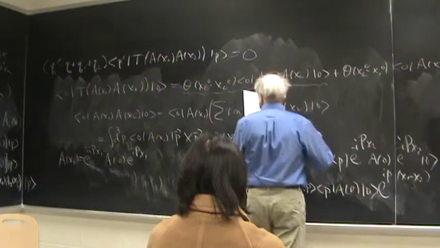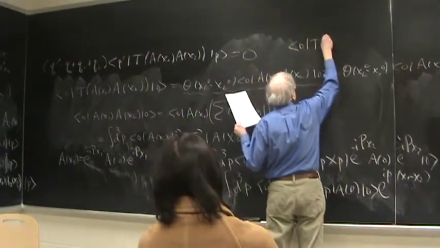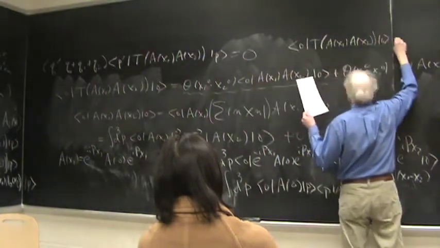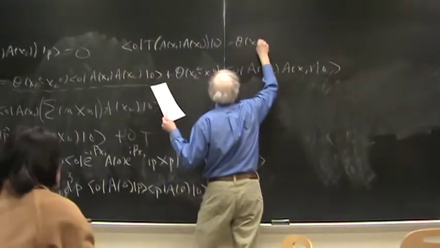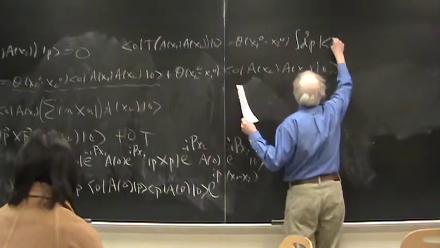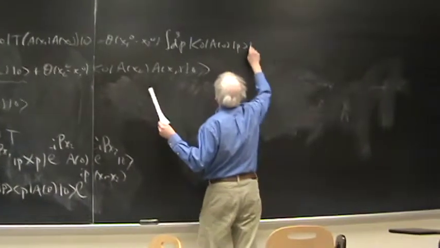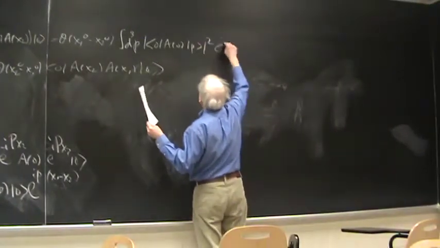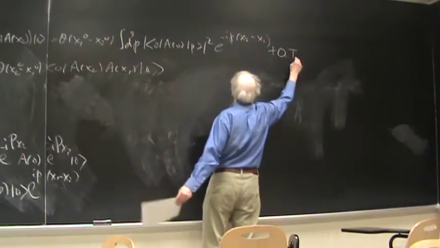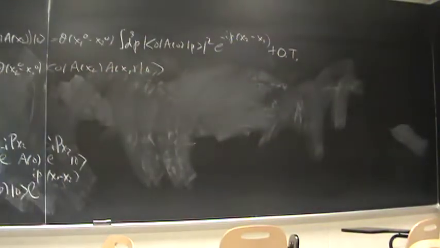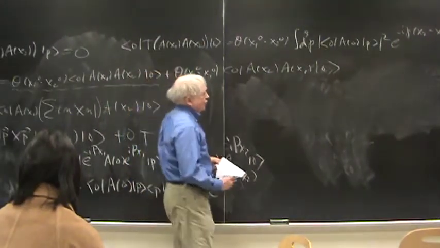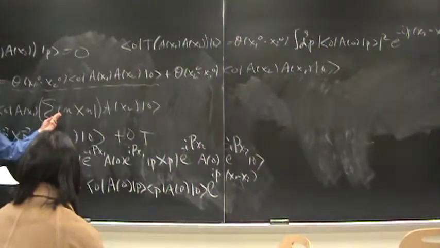Okay, so what we have is the time-ordered product of A of x1, A of x2 is theta of x1^0 minus x2^0, integral d^3p, the matrix element of 0, A of 0, p squared, e to the minus i p (x2 minus x1), plus other terms. And the other terms are, first of all, terms where the Heaviside function has the opposite argument, and then all the other intermediate states that could go in there.